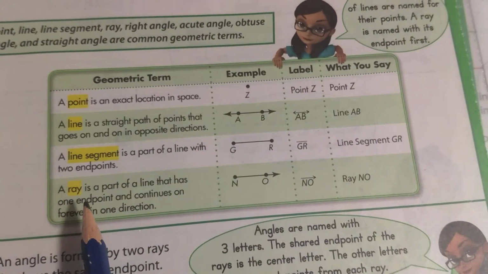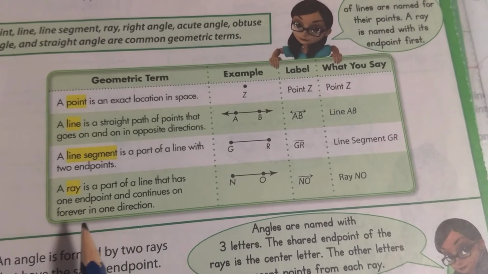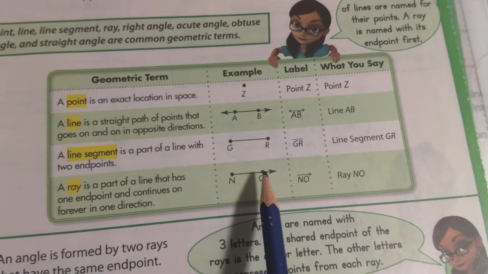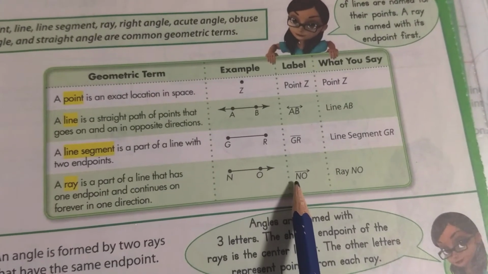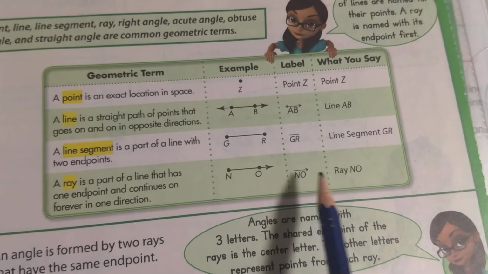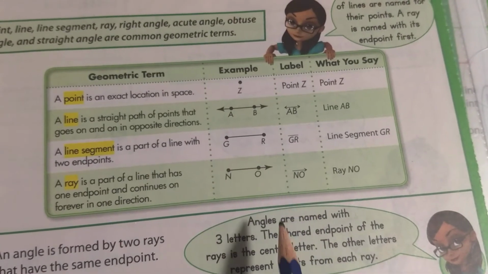Next, a ray. A ray is part of a line that has one endpoint and continues on forever in one direction. One endpoint and continues on in one direction. So this is NO, that's our label. So how would I say it? Ray NO. Ray NO. And that's how you would write it.